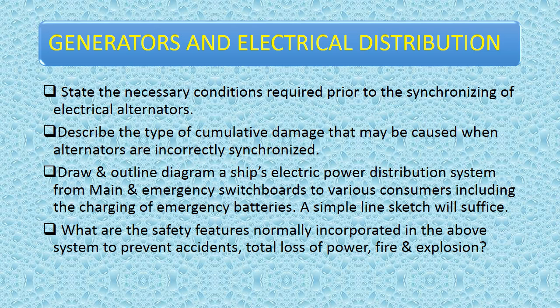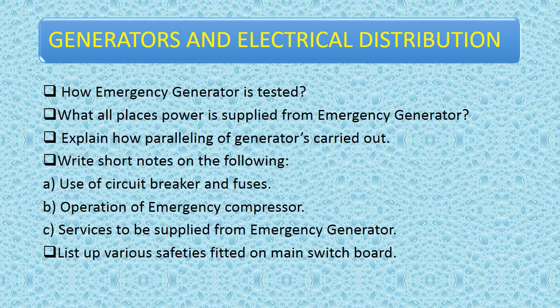Draw an outline diagram of a ship's electrical power distribution system from main and emergency switchboards to various consumers, including the charging of emergency batteries. It is mentioned also over here, a simple line sketch will suffice. Means you just have to give the sketch, no need to describe the things. What are the safety features normally incorporated in the above system to prevent the accidents, total loss of power, fire, and explosion? That has to be described.